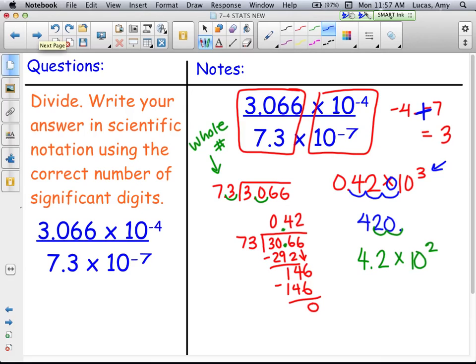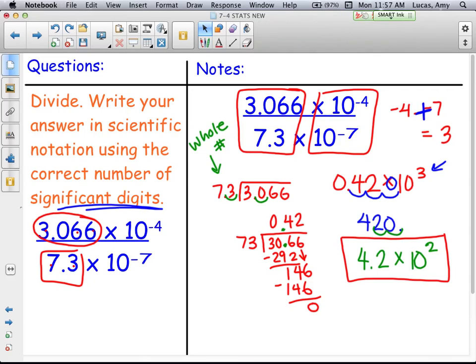Now I need to check the correct number of significant digits. This top number has 1, 2, 3, 4 digits in it, and the bottom one has 1, 2. So remember, it's the lower amount of significant digits that we need in our answer. So my answer does have 2 significant digits only, so we are good. 4.2 times 10 to the second power.